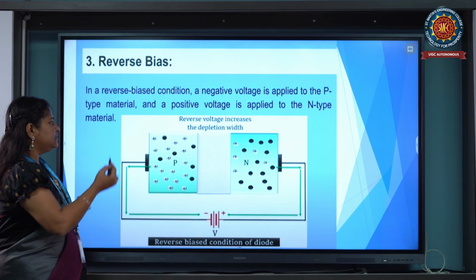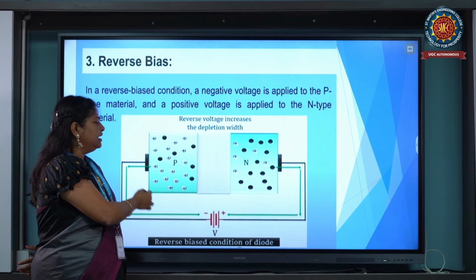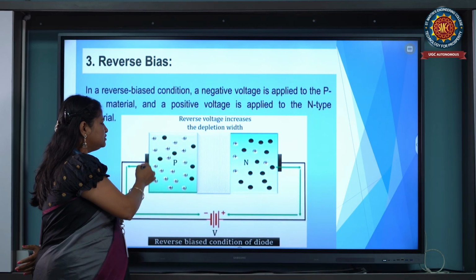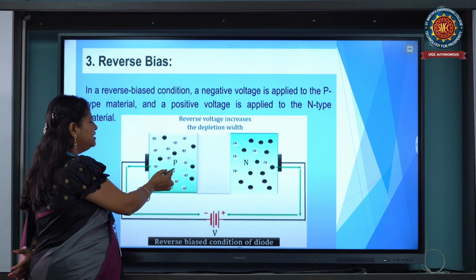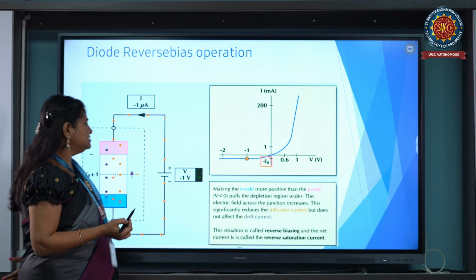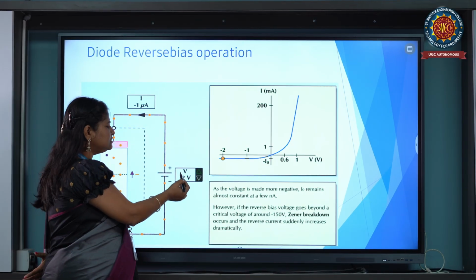As I told, the reverse bias is nothing but the positive terminal of the battery is connected to the negative terminal of the diode, and the negative terminal of the battery is connected to the positive of the diode. Then this connection we call as a reverse bias condition. What happens in reverse bias condition means, here this is the P type and N type, we are applying the negative voltage, that is the reverse voltage.